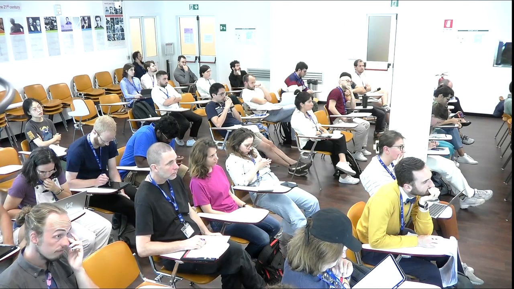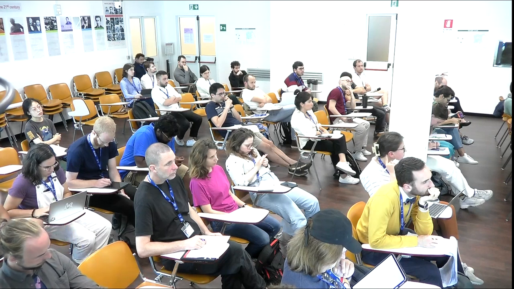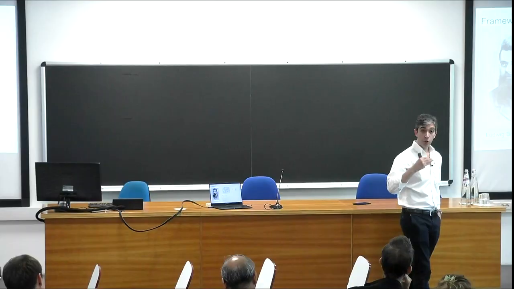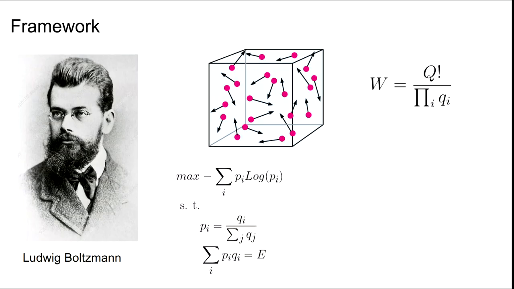times log pi, summed over all possible energy states. Of course, this is subject to some restrictions, including how you define the probability, which is just the number of molecules that are in a given state normalized by the total number of molecules, and also with some experimental data that makes it condition-specific, phenotype-specific, like, for example, the average energy that the molecules have. So the last equation is just the average or expected value of the energy level.